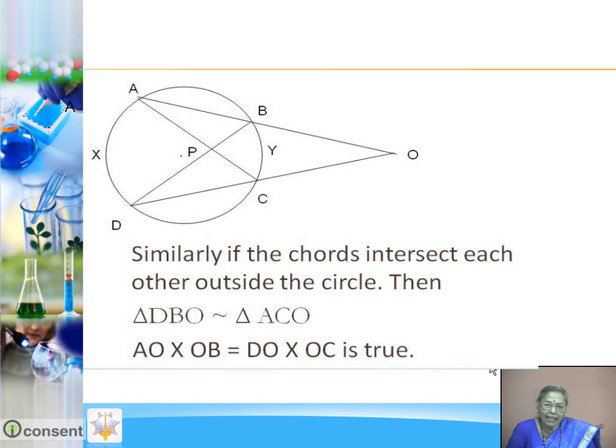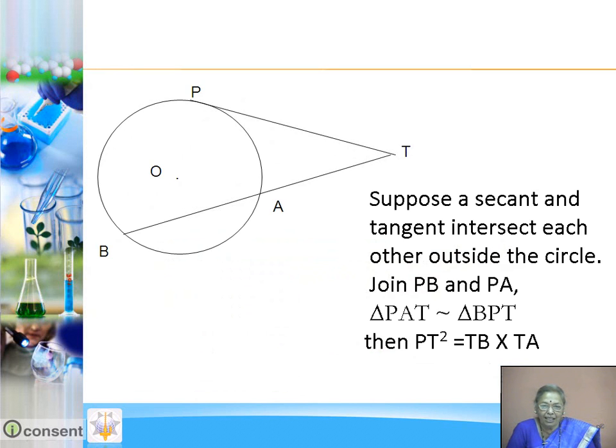आता एक टँजंट आणि एक सिकॅन्ट यांचा पॉइंट ऑफ इंटरसेक्शन इज आउटसाइड द सर्कल. Then what is the property of it? The property is that PT is the tangent and AB is the chord. If it is extended, it forms a secant. The point of intersection is T. Therefore, PT square is equal to TA into TB.